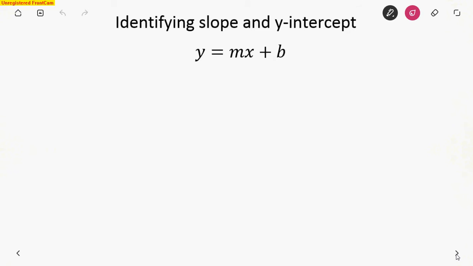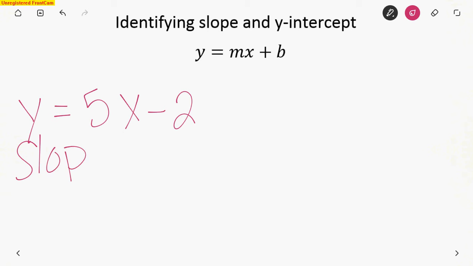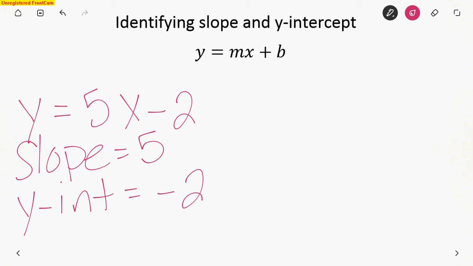So the first thing we're going to practice doing is identifying the slope and the y-intercept when I give you an equation. The first equation we're going to look at is y equals 5x minus 2. For this one, our slope is 5, since that's what's being multiplied by x, and our y-intercept is -2. If you ever have a minus, make sure you make your y-intercept negative.